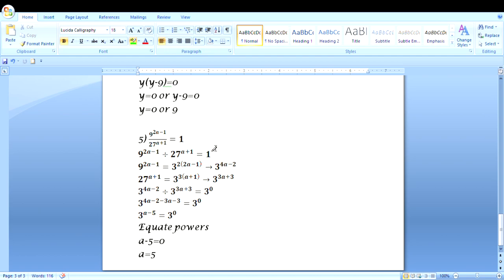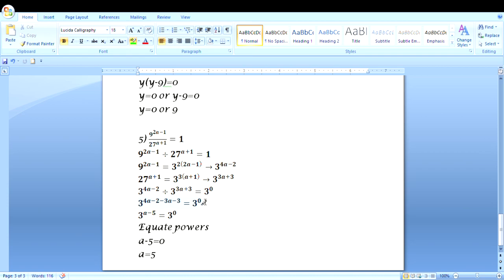Here, on the right hand side, for us to work well, since we have a common base of 3 here, we can also write this 1 as 3 raised to power 0, since 3 raised to power 0 is the same thing as 1. Okay, we use 3 raised to power 0 because the common base here is 3. Otherwise we would have used another number as well. So here, this becomes 3 raised to power 4 alpha minus 2. This division sign here means subtraction. This becomes minus 3 alpha, minus times minus 3 becomes minus 3, is equal to 3 raised to power 0.